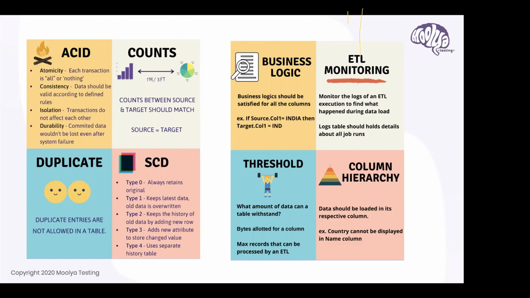And column hierarchy is again about data being displayed in the correct columns. For example, country name cannot be displayed in your person name column. Country should be displayed in the country name column. So that is something you have to check, column hierarchy, because we will see most of the misses in the UIDs and the character data types. We'll be finding more misses there.